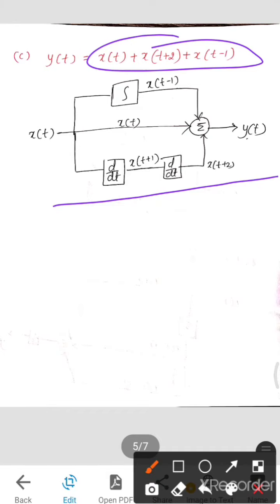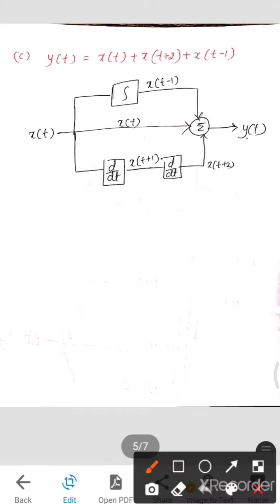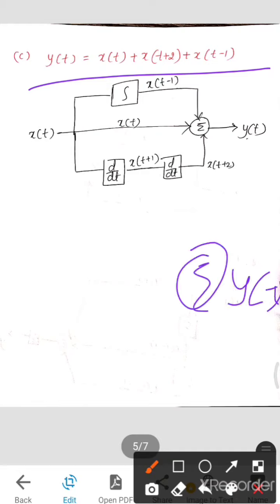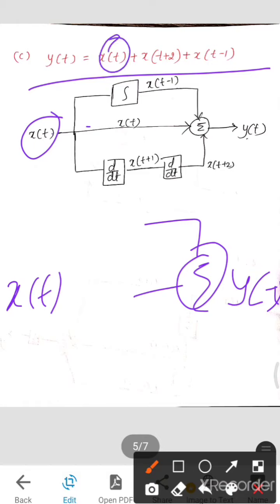Let's see what all they have asked and what all they have given. They specified that y of t has to be got by the addition of x of t plus 2 and x of t minus 1. I'll rearrange it. Since we have x of t here, this signal we can add directly, because x of t we have, right? The same signal you can take from here, and then this has to be x of t minus 1, or you can do t plus 2 also.